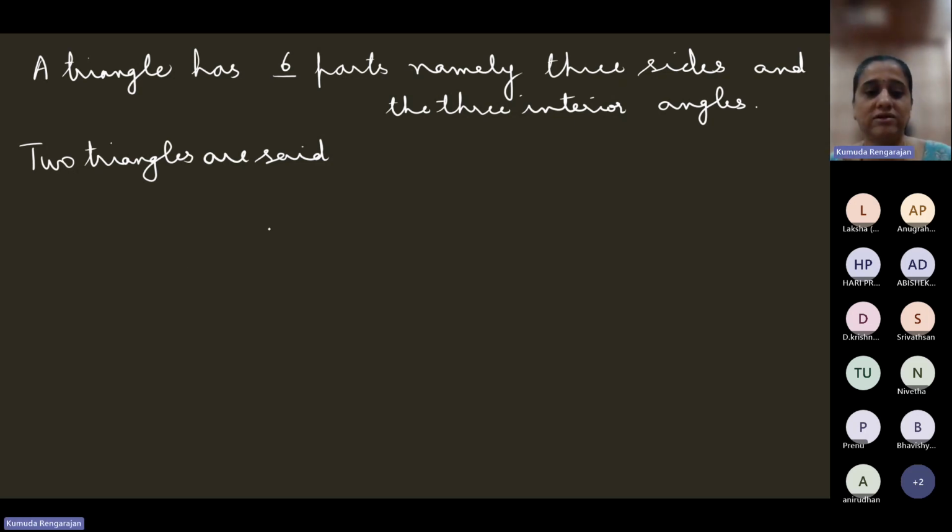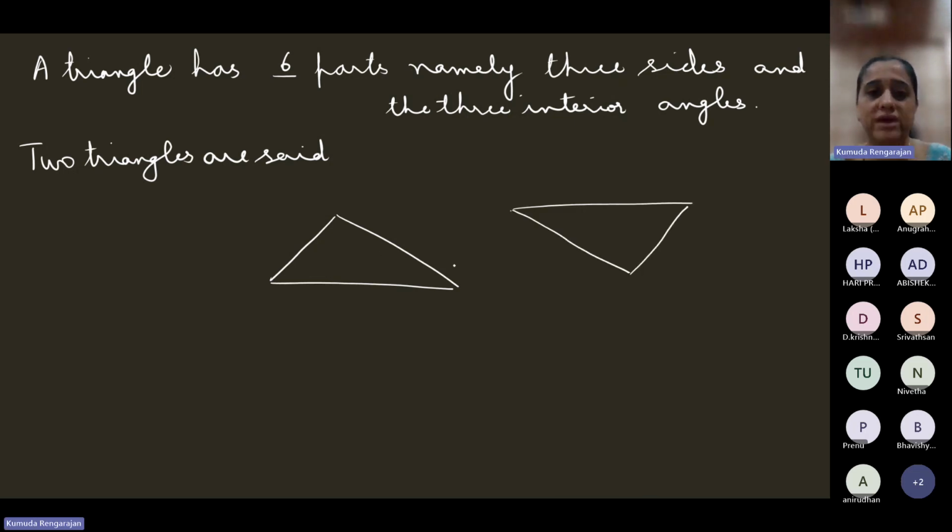coincide. Supposing this triangle and this triangle are congruent, identical. I call this triangle 2 and this one triangle 1. If I place triangle 2 over triangle 1 or 1 over 2, the top triangle will completely cover the bottom triangle. But I should place it in a particular way.